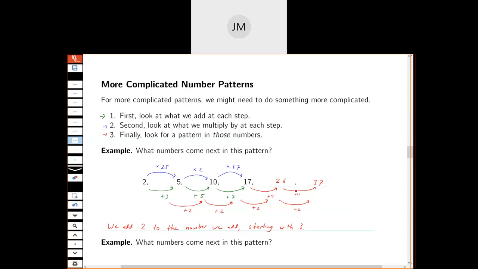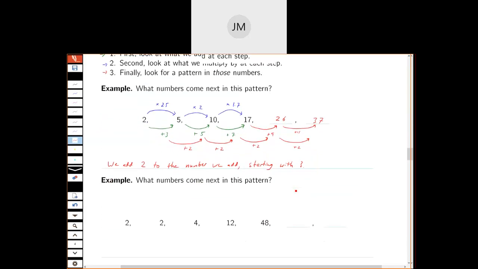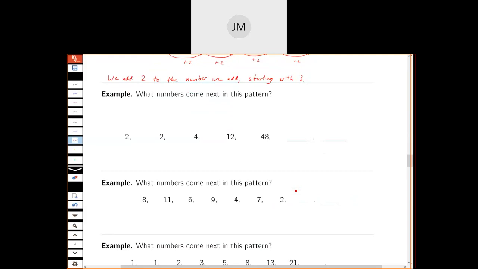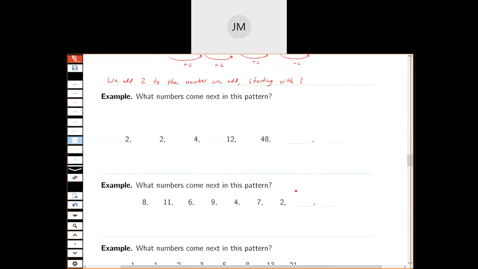So that one was a little bit more complicated. All right, I want you to try this next example. I'll give you a minute to work on it, but go through the same process. Look at what are the numbers that we add, what are the numbers that we multiply, and if you don't see a pattern, then see if you can find a pattern in either the things that we add or the things that we multiply.